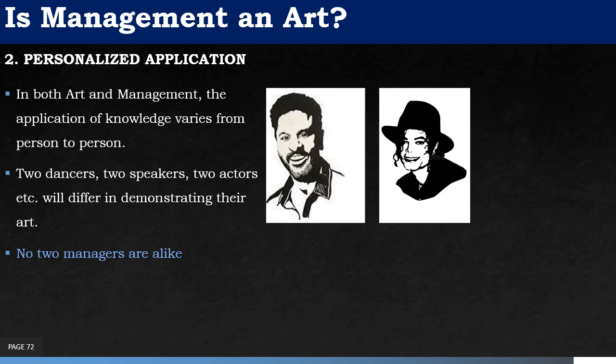We learned before, is management an art? In that we learned personalized application. In both art and management, the application of knowledge varies from person to person. So whatever the person knows, it depends upon person to person how he applies it. Like two dancers, two speakers, two actors, they all differ in what they do. Similarly, no two managers are alike.